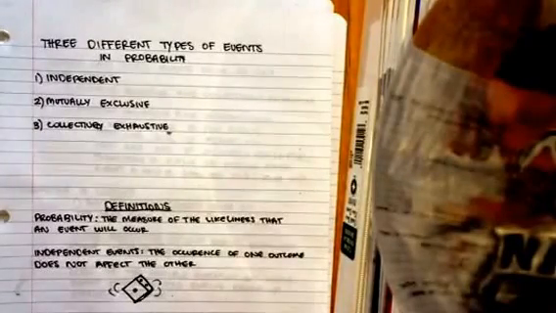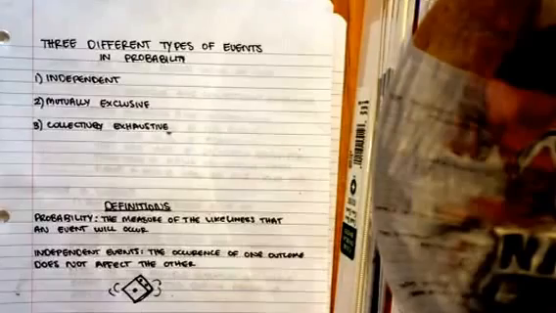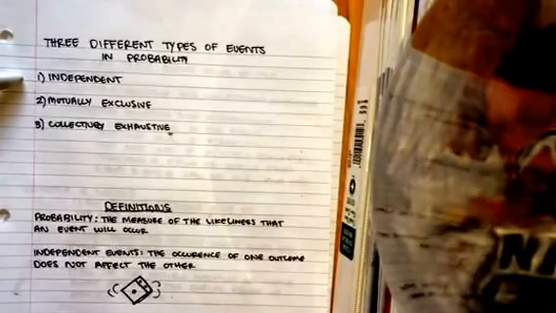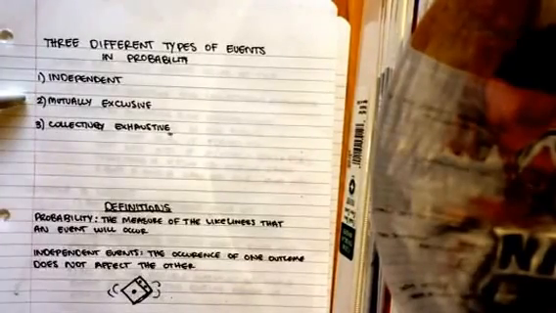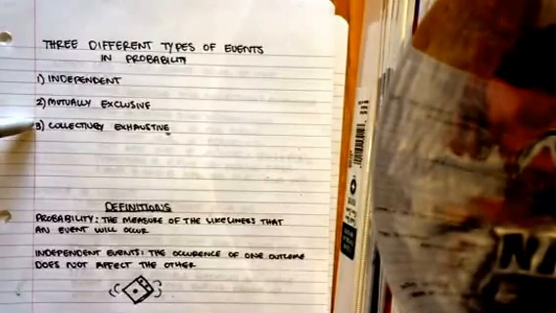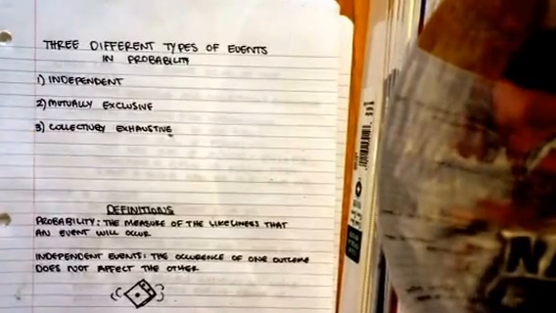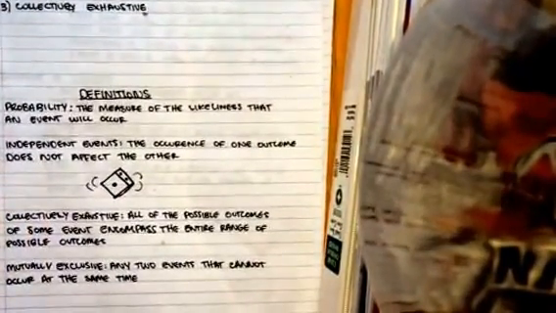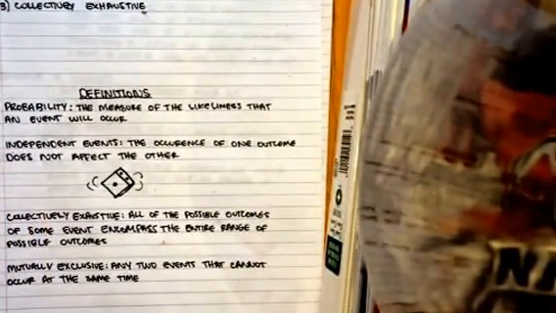Hi, today I'm going to talk to you about three different types of events in dealing with probability. There are independent events, mutually exclusive events, and collectively exhaustive events. Now, before I go directly into these, I'd like to give some definitions. The first one being probability.